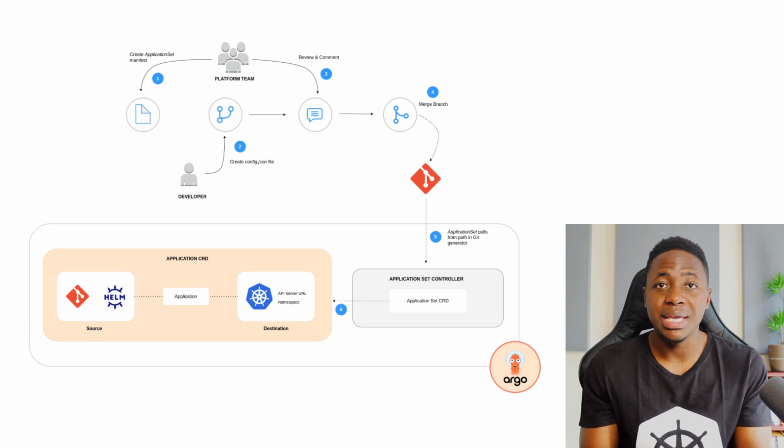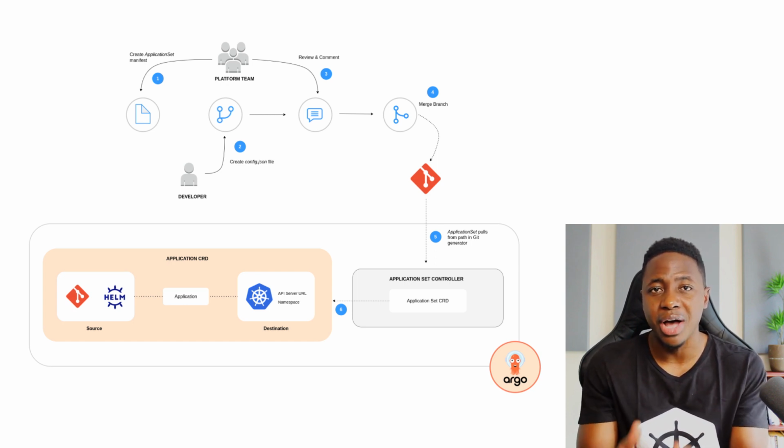The dev teams can then send a pull request with that specific config file, and when it gets merged into the branch that the application set is watching, the application set will pull those values and automatically create an ArgoCD application with values generated from the config file in Git. Now I'm going to demonstrate this with an example of how developers can manage the creation of their own Kubernetes clusters and deploy applications to them.